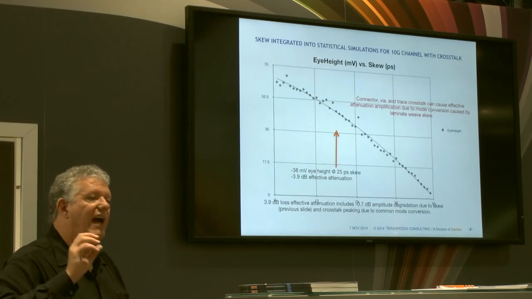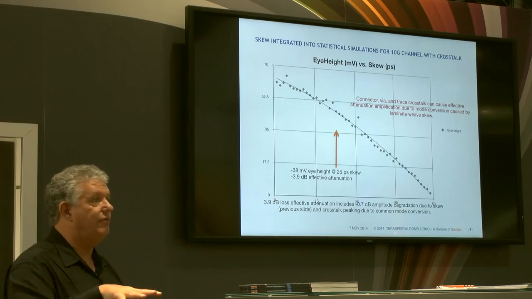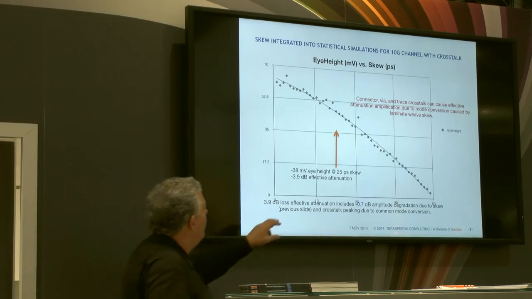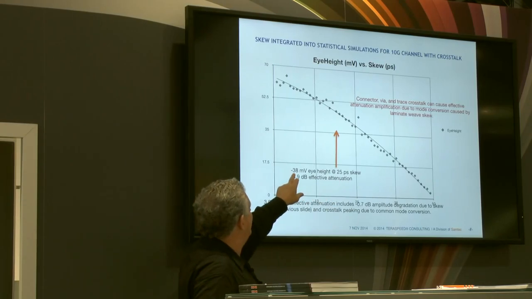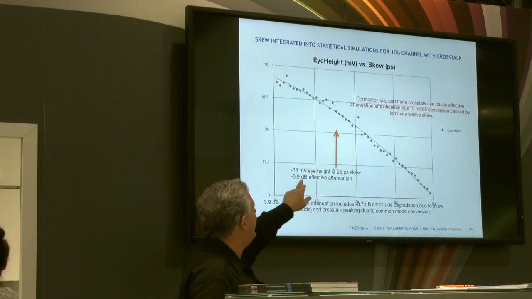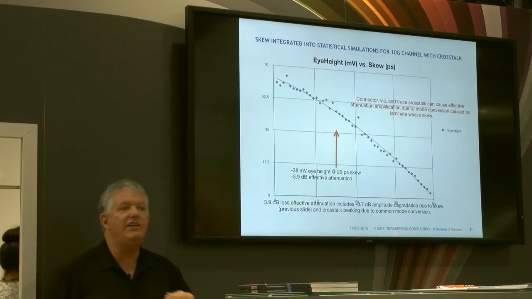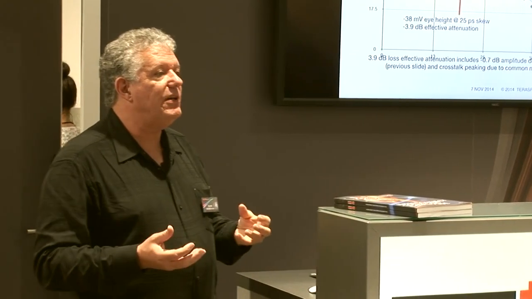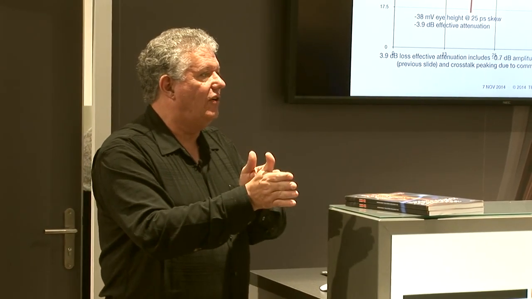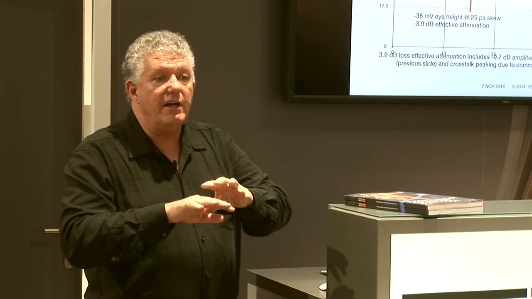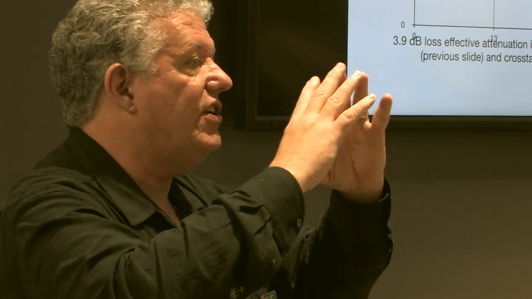However, when we actually run it through the system simulations of the entire model of the system, we lost 38 millivolts. Our eye height has dropped from 60 millivolts to 38. It's an effective 3.9 dB of loss. So what happens is, because we skewed the signal, we not only attenuated the signal, we ended up spreading that energy out to other places and causing crosstalk. That crosstalk created noise, which additionally closed the eyes of the signals at high speeds.